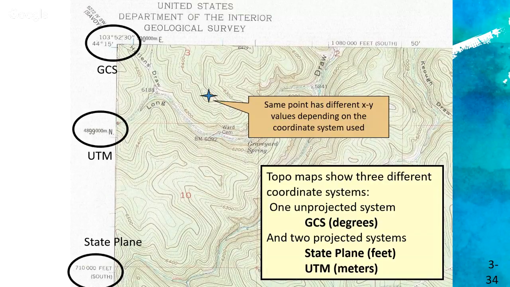In the middle here, we have UTM, Universal Transverse Mercator. It's a projected coordinate system. It's used across the whole world, and it measures in meters. And then at the bottom, we have a state plane, which is another projected coordinate system, and that's for this specific state plane, wherever state this is from. So we have a geographic coordinate system, and then 2 projected coordinate systems, both UTM and a state plane.